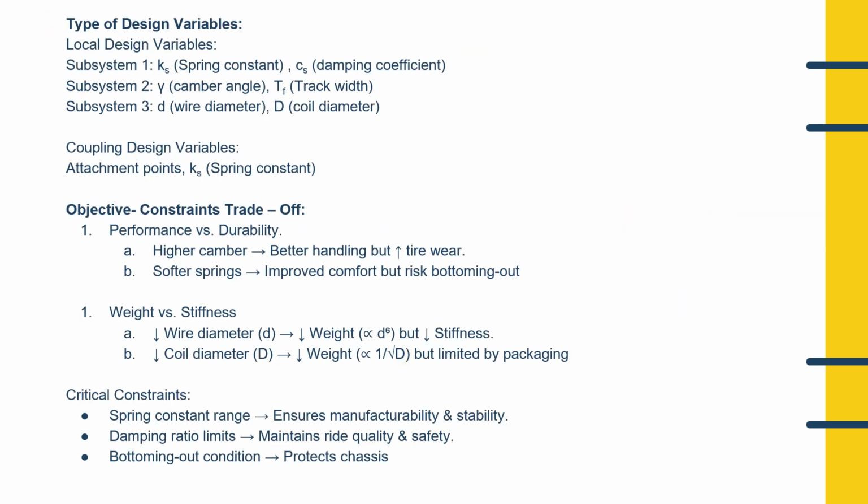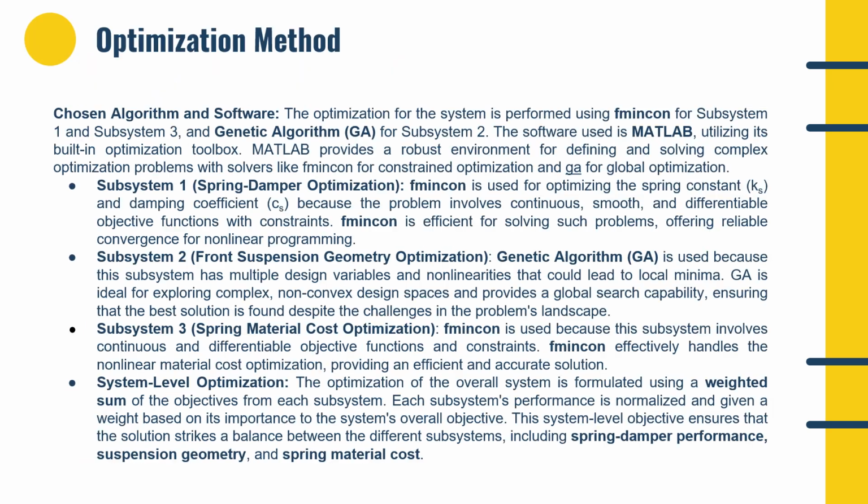Moving on, we can divide the types of design variables into local design variables such as spring constant, damping coefficient, camber angle, track width, wire diameter, and coil diameter, and coupling design variables such as the attachment points and spring constant. For the objective and constraint trade-offs, we know that having a higher camber leads to better handling but more tire wear. Having softer springs improves comfort but risks bottoming out. Lowering wire diameter lowers weight but also lowers stiffness, and lowering coil diameter lowers weight but limits packaging. Now, for critical constraints, we know that spring constant range ensures manufacturability and stability, damping ratio limits maintain ride quality and safety, and bottoming out conditions protect the chassis.